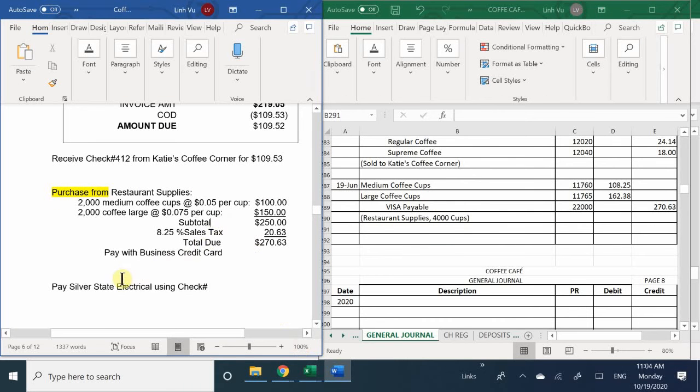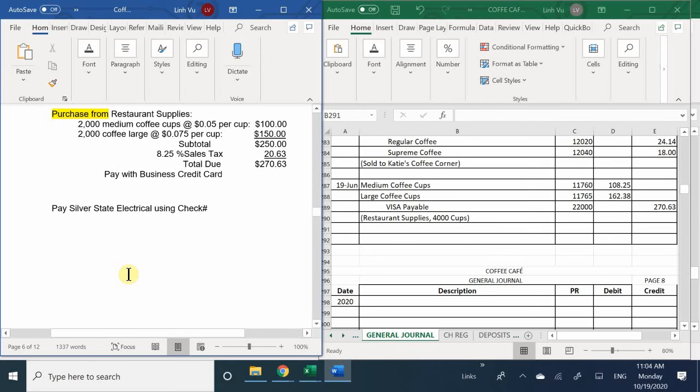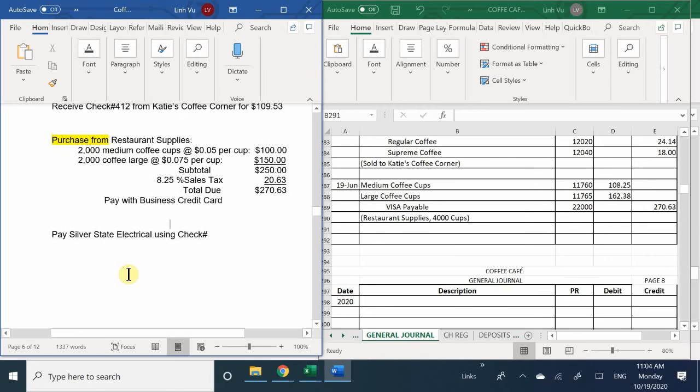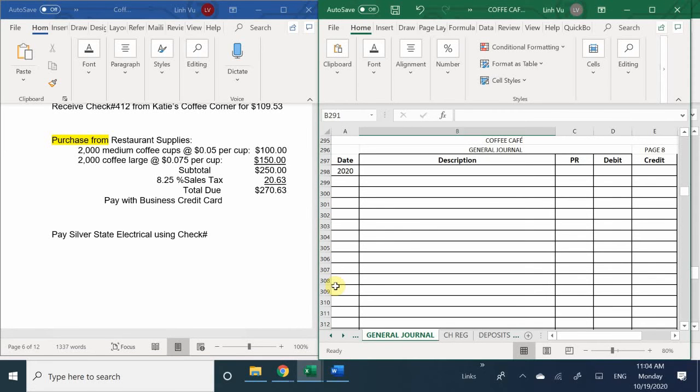What is next? This year's electric bill. Okay. So we're gonna pay them. How do we know how much we need to pay them? Did we get the bill? This is the bill. Yes, we did. We did get the bill.